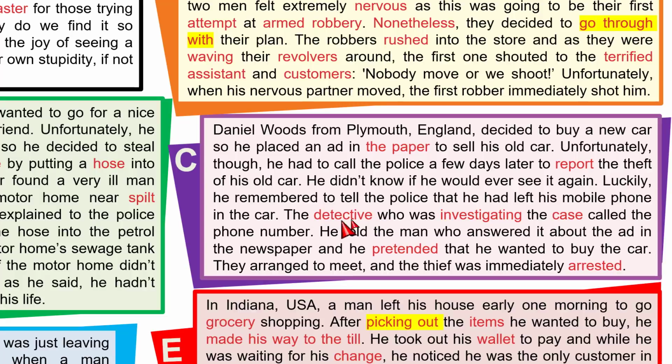The detective is someone who is trying to solve a crime, who was investigating, who was working on this case, and trying to solve it, called the phone number. He told the man who answered it about the ad in the newspaper, and he pretended that he wanted to buy the car. When you pretend, you show people that you want to do something, but you have a different intention. They arranged to meet, and the thief was immediately arrested, was taken to the police station.